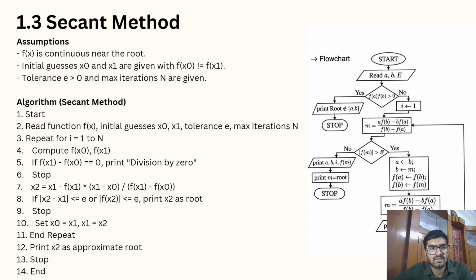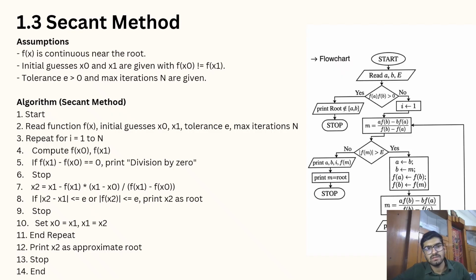The assumptions here are f of x is continuous near the root. The initial guesses x0 and x1 are given, where f of x0 is not equals to f of x1.